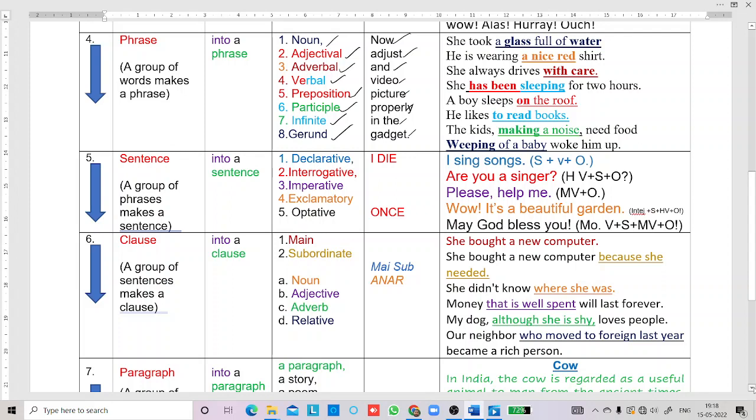Now let's see one example of a noun phrase in a sentence. She took a glass of water. In this one, glass and water are nouns, and I have underlined that the entire part is called a noun phrase because they are a group of nouns. Next one is called adjectival. The example sentence is: he is.